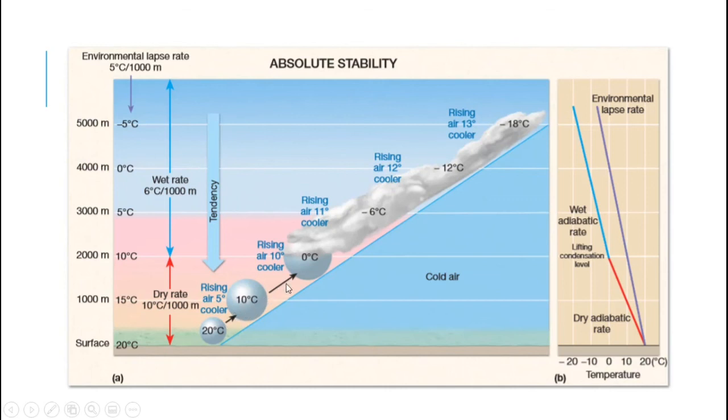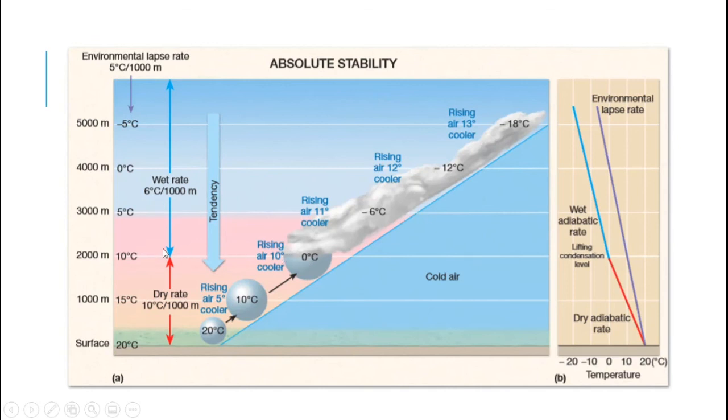And then at 0 naman, minus 10 ulit dahil sa dry adiabatic rate. So you have here minus 10 again, so 0 degrees Celsius. Rising air is 10 degrees cooler na siya. So kapag colder na yung rising air, it will no longer rise. Dahil nga, mas malamig na siya kumpara sa surrounding temperature. That's why, it will become stable. So, yan yung absolute stability. Okay, next.